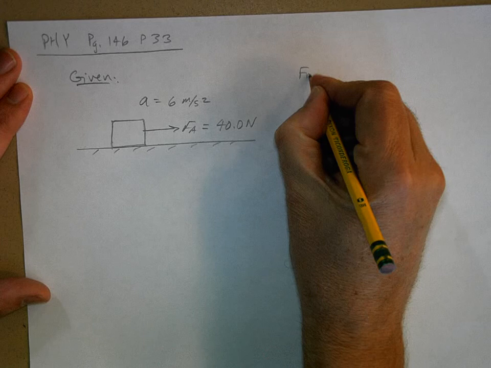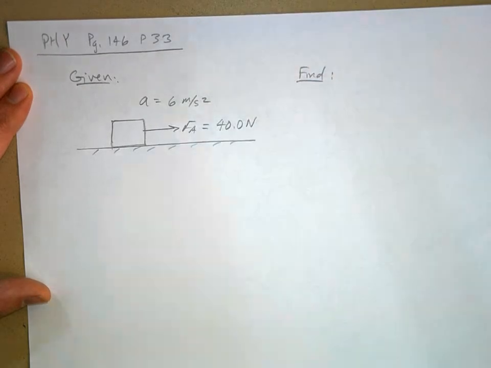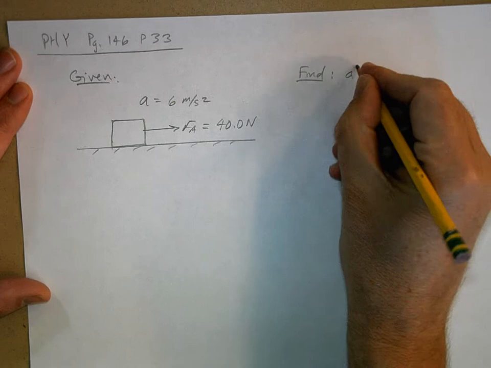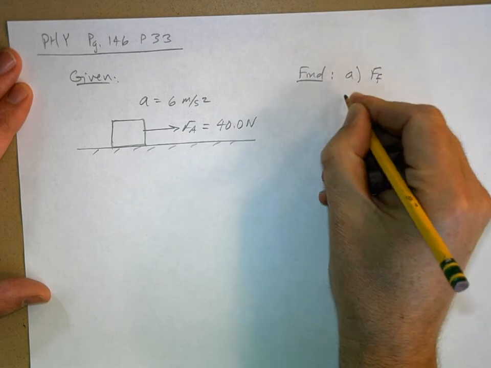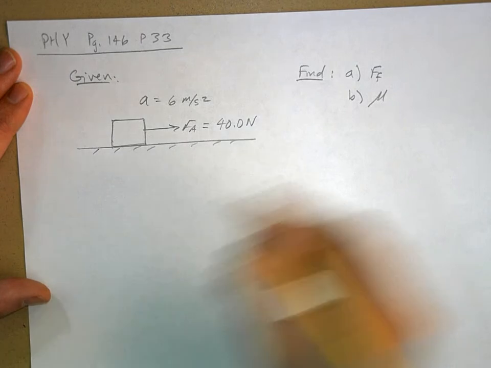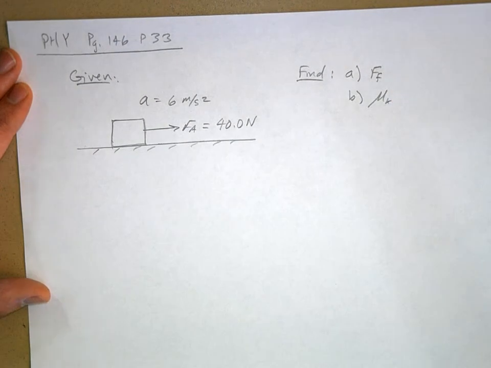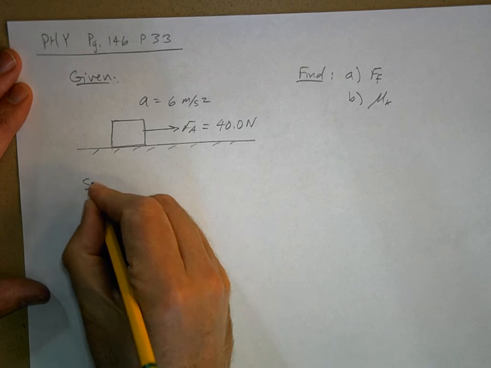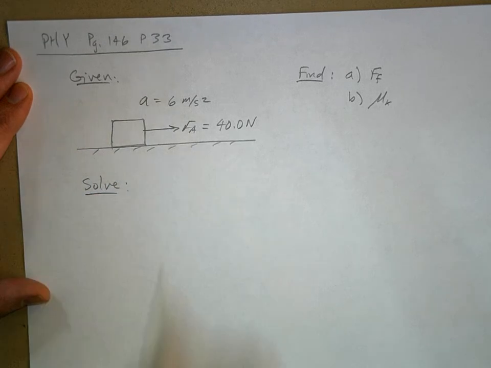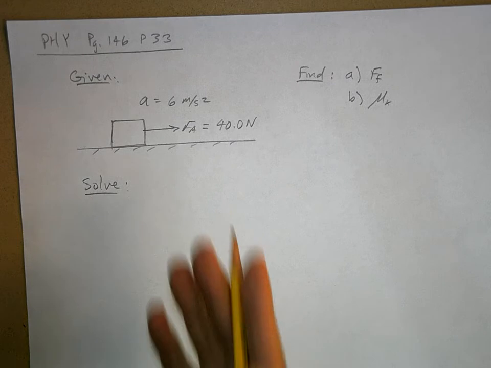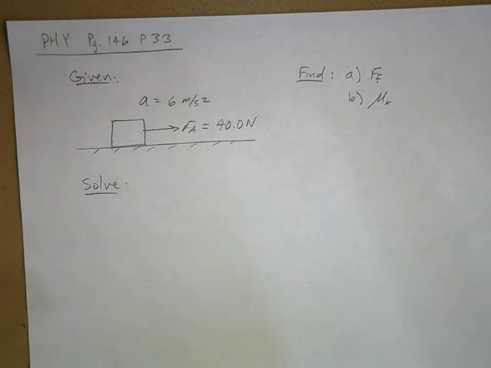Find A, the friction force, and B, the coefficient of friction. And this is kinetic friction. Solve. So this is step one. I read the problem, drew a picture of it, wrote out what was given.